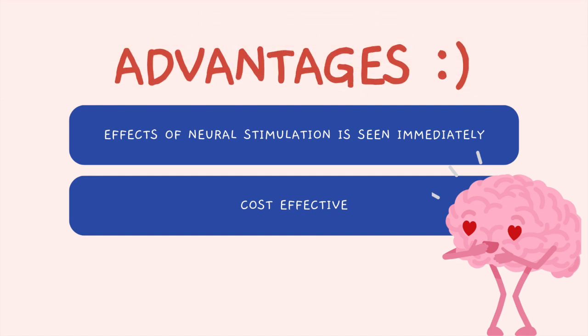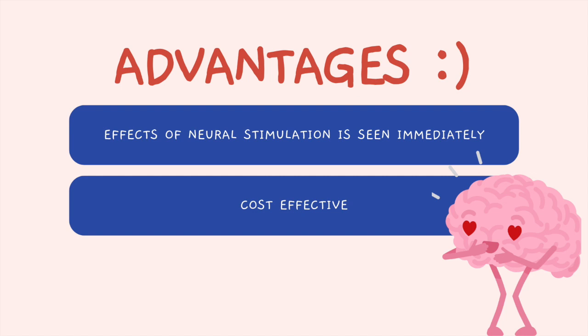One advantage of EEG compared to other techniques is that the effects of neural stimulation can be seen immediately. Like I said before, EEG has a good temporal resolution and can measure activity within milliseconds, while other techniques such as fMRIs and fNIRS observe changes within seconds.